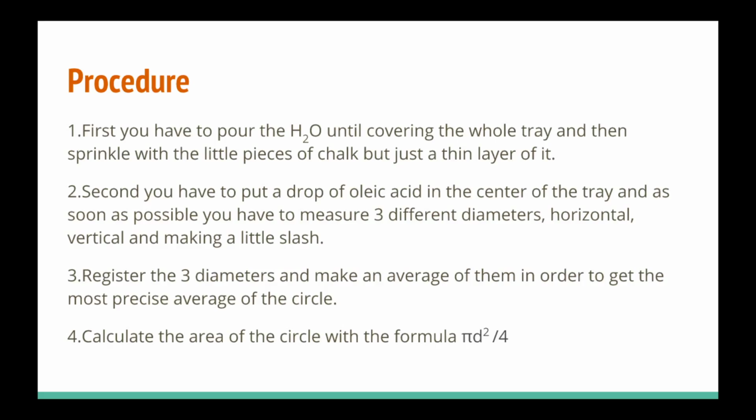As soon as possible, you have to measure 3 different diameters: horizontal, vertical, and making a little slash. Register the 3 diameters and make an average of them in order to get the most precise average of the circle. Calculate the area of the circle with the formula pi d squared, all divided by 4.